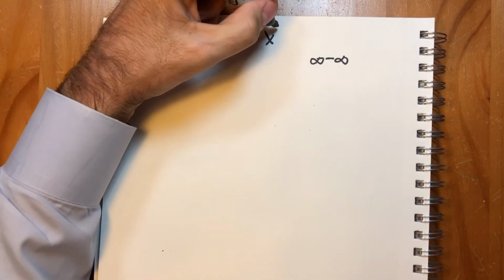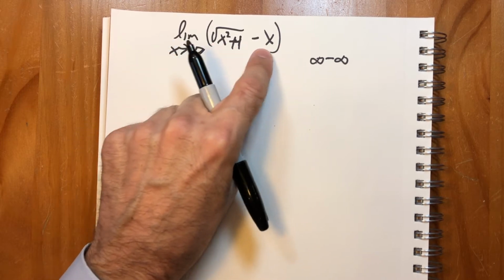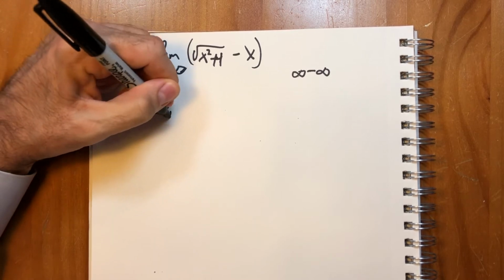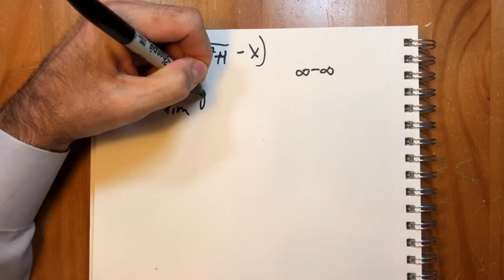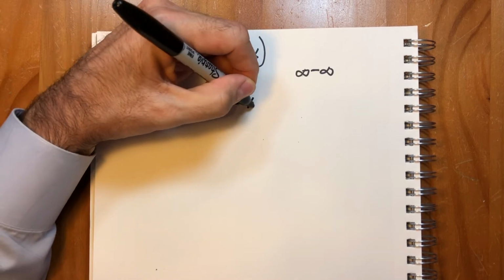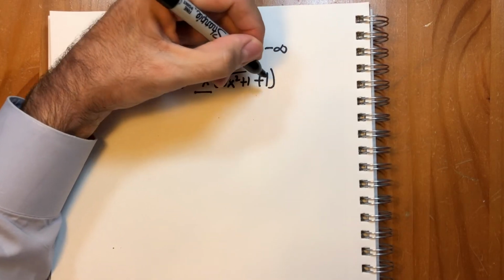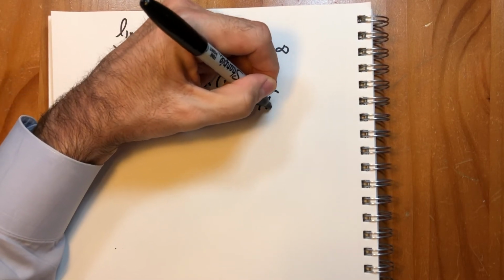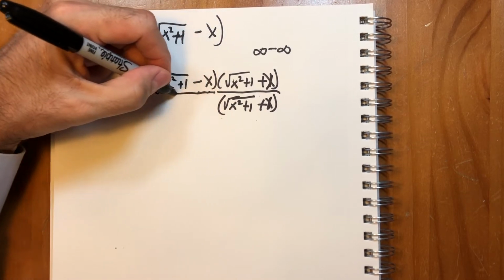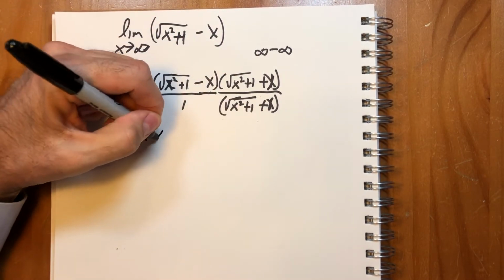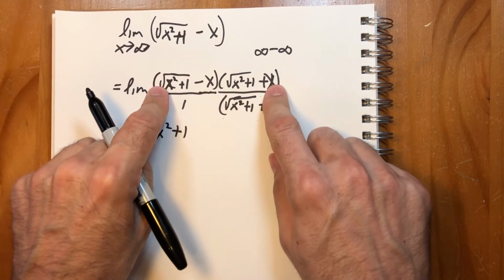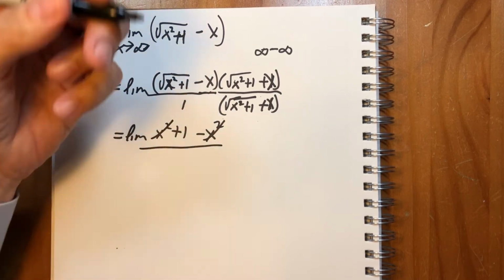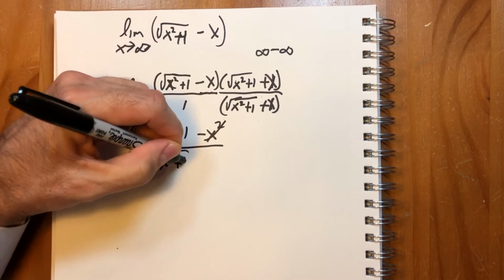Okay, well, let's try multiplying through by the conjugate here. That will get rid of the radical on the top. So this will equal the limit, again, x approaches infinity, of the square root of x squared plus 1 minus x, and we're going to multiply it by the conjugate over the square root of x squared plus 1 plus x on the bottom. This gets rid of the radical, and we have x squared plus 1. The middle terms cancel, and then we have minus x squared here. That's convenient. These cancel.